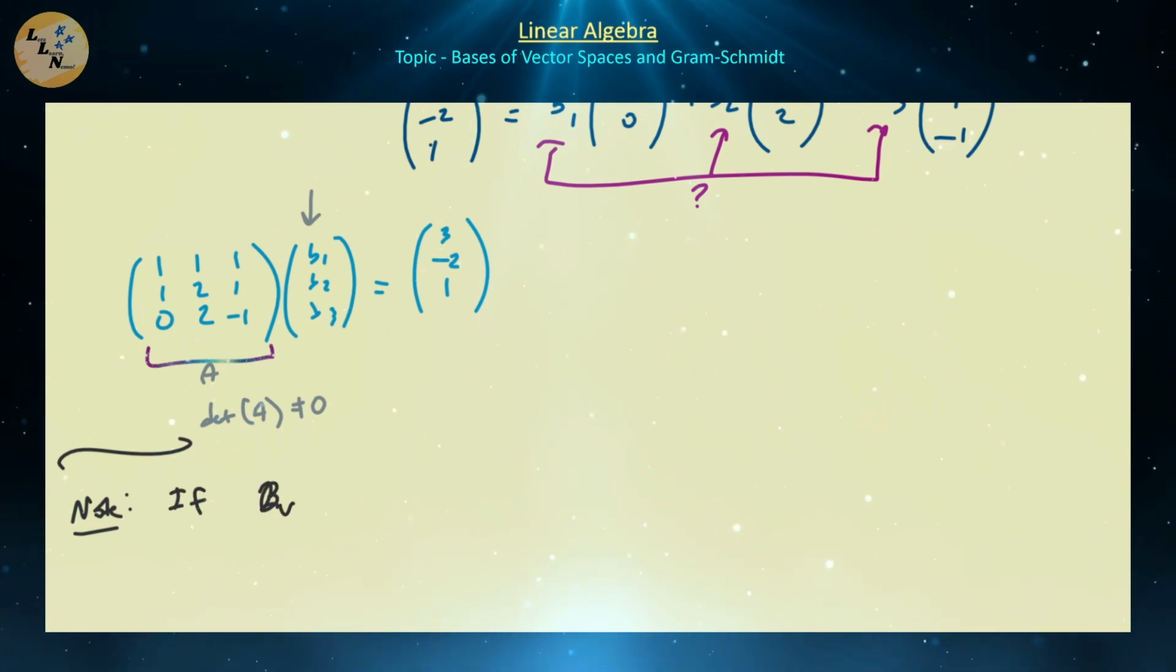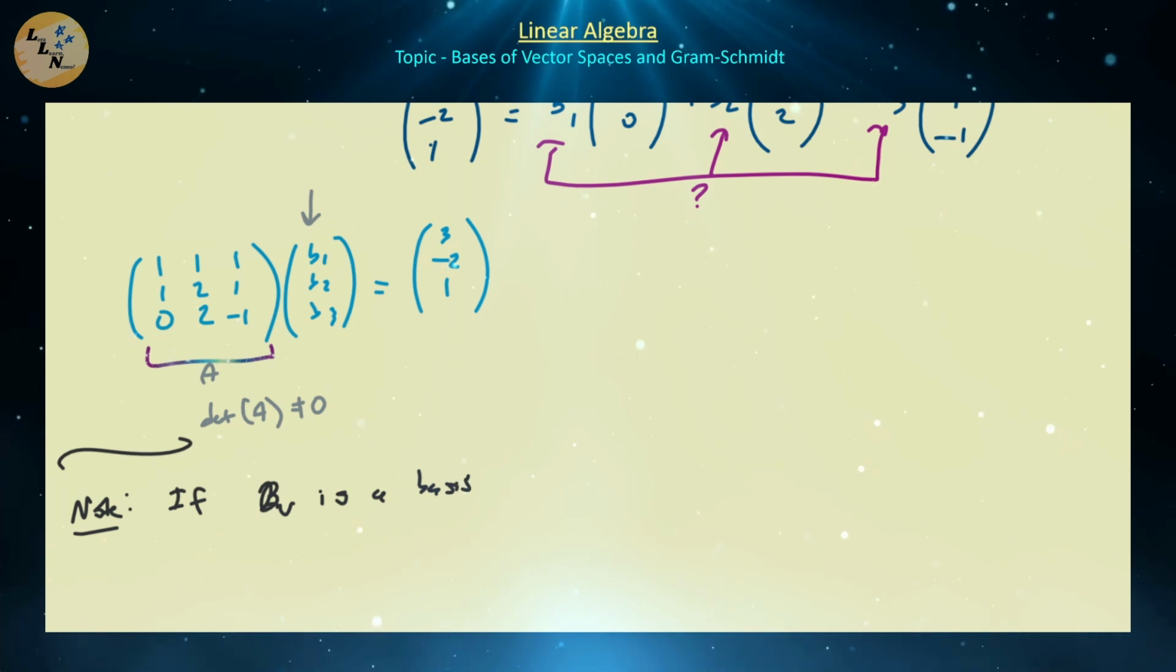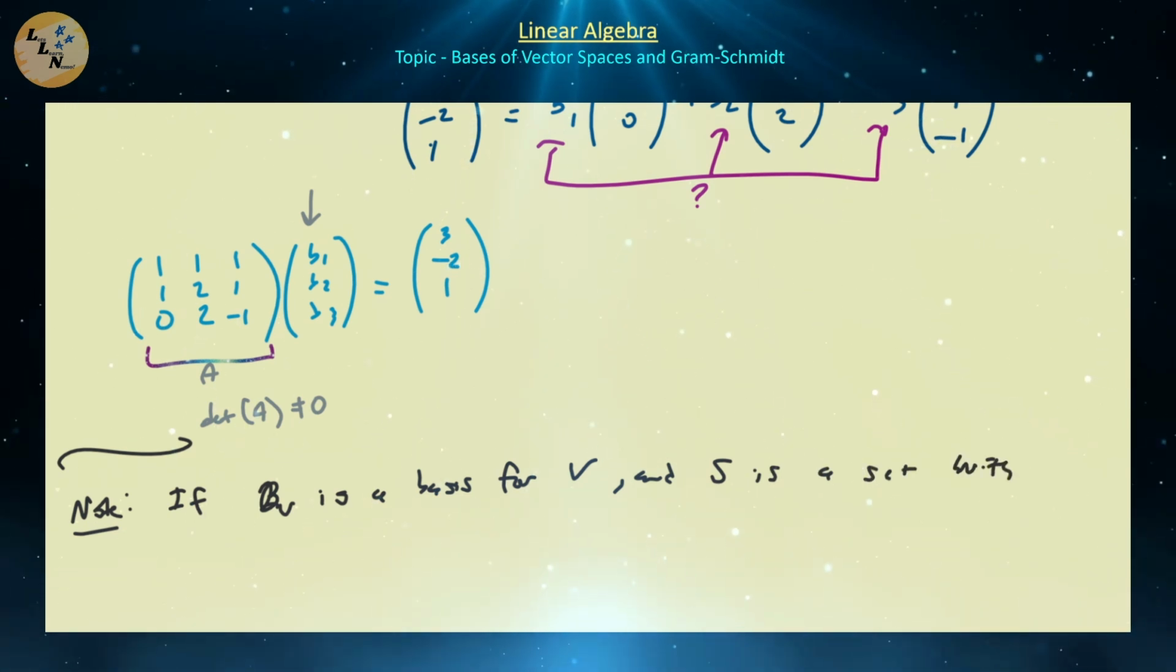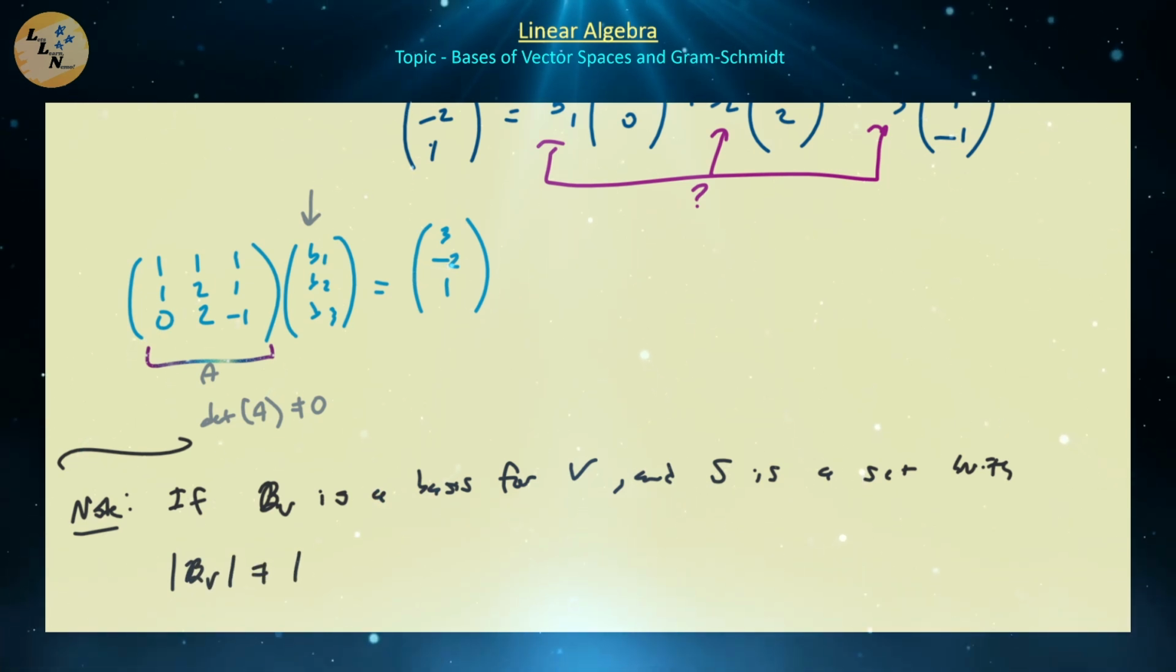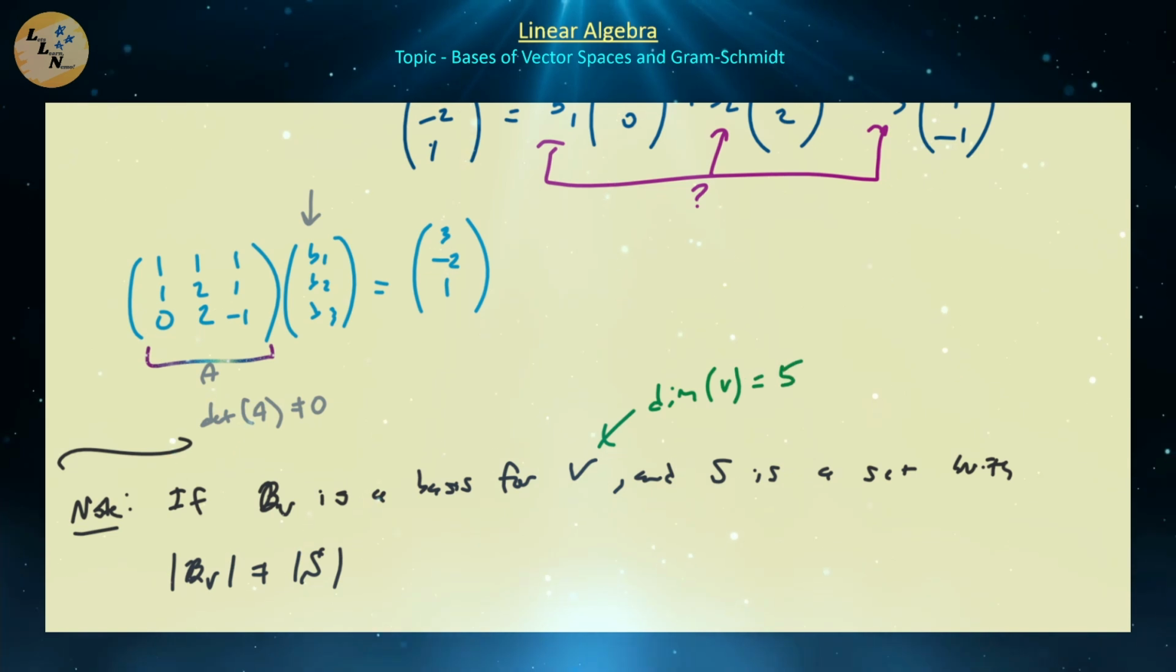So let's assume that, for example, B_V is a basis for V, and S is a set with the size of B_V not equal to the size of S. So for example, if V is a vector space with dimension equal to 5, then the size of B will also be equal to 5. And if we assume that S does not have the same exact size as B_V, that means what? That means S has, for example, 6 vectors, 7 vectors, 4 vectors, 3 vectors, maybe 0 vectors, the empty set, right?